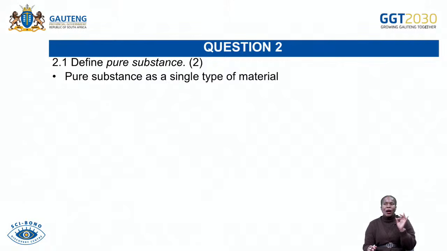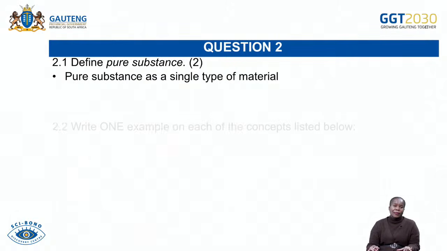Please stick to your annual teaching plan, which I believe all of us have pasted at the back of our exercise book. Now, a pure substance is a single type of material. It's a single type of material. That's how you get your 2 full marks.